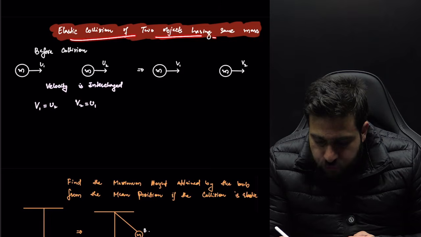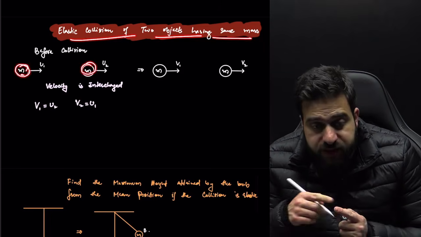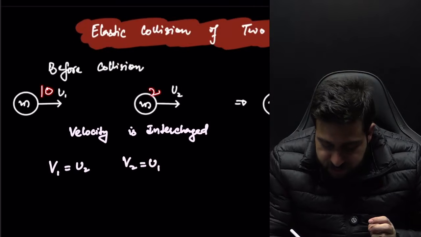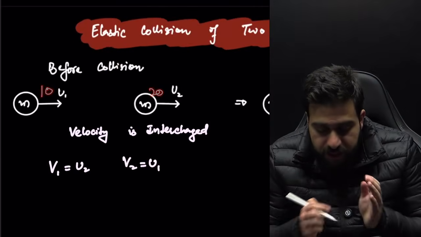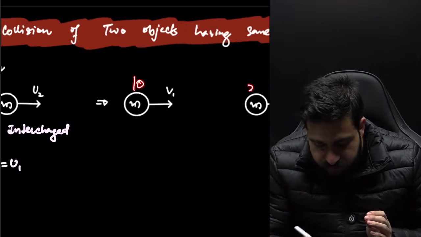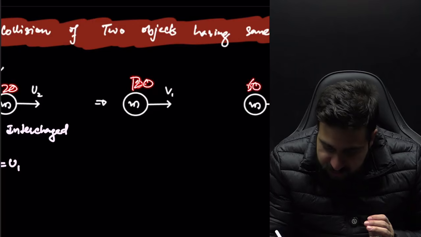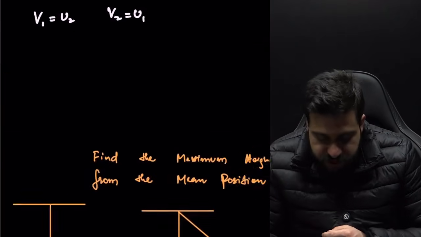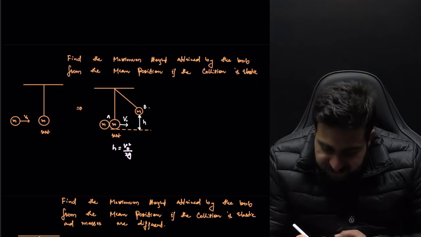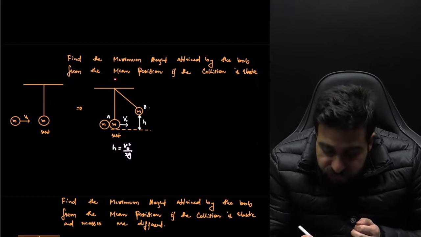elastic collision between two objects having the same mass. If you have two objects with the same mass and the collision is elastic, they will interchange their velocities. If this is moving with 10 and this is moving with 20, and they collide, then after the collision this will have 20 and this will have 10. Velocity is interchanged.